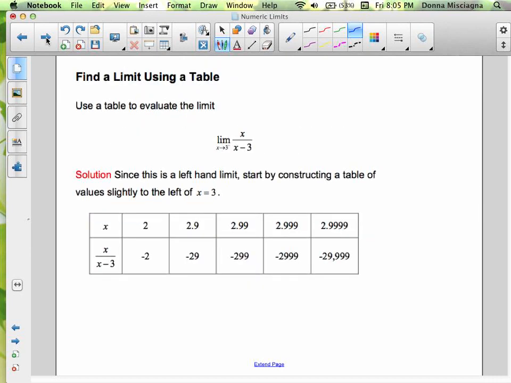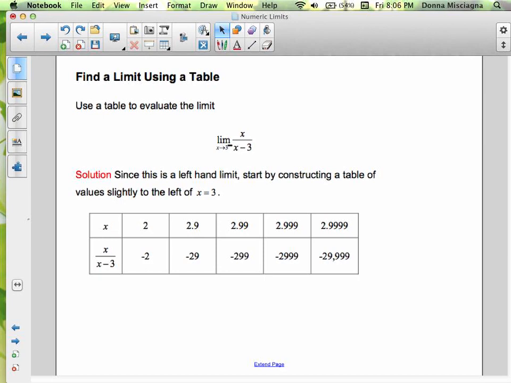Let's look at this one, and this one is a left-hand limit. My negative is very hard to see, so I'm going to make that a little darker. All right, so we have a table here. Since this is a left-hand limit, we're going to look at values that are slightly to the left of x equals 3. If x is 2, f of x is negative 2. If x is 2.9, f of x is negative 29. If x is 2.99, f of x is negative 299. If x is 2.999, f of x is negative 2,999.